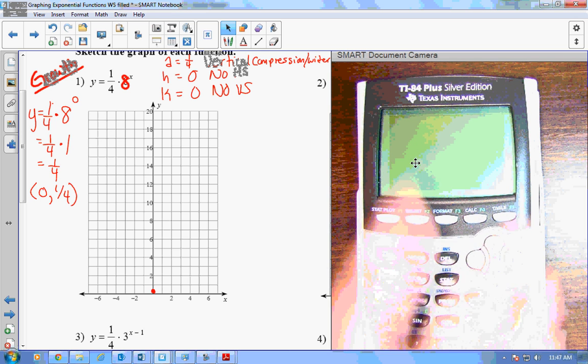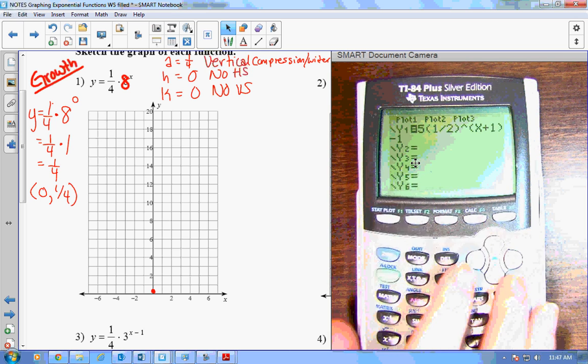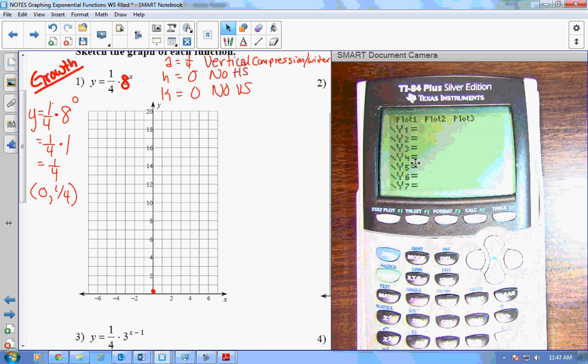All right, would you go to y equals, please? Clear out anything that's in there. And we're going to type in our function. But any fractions we type in have to be in parentheses. So put parenthesis 1 divided by 4, close the parenthesis, times 8 to the x. Like that.